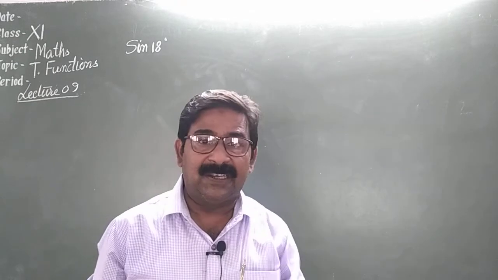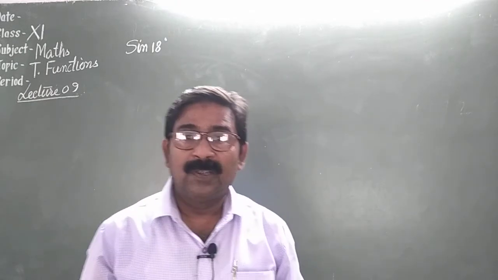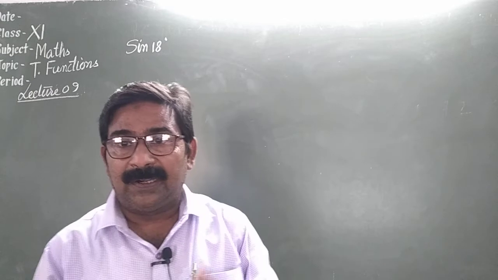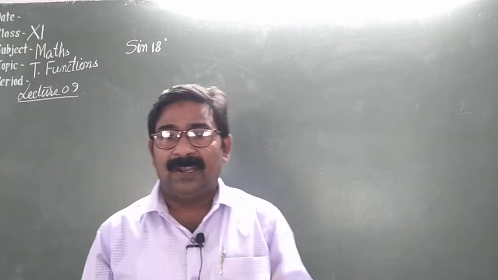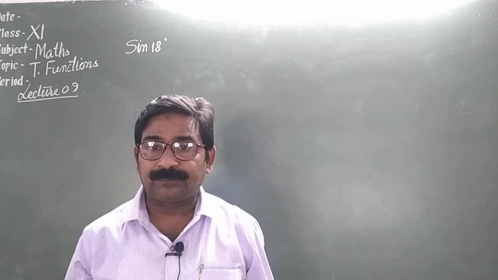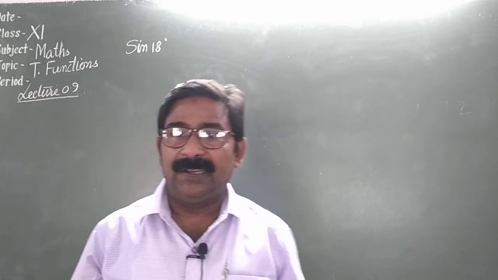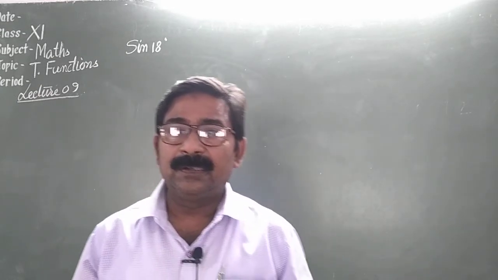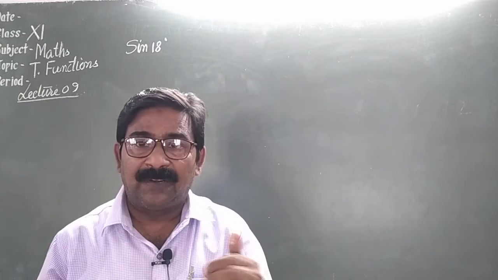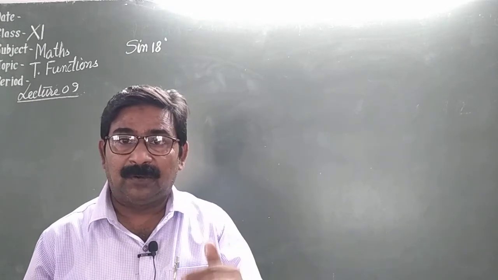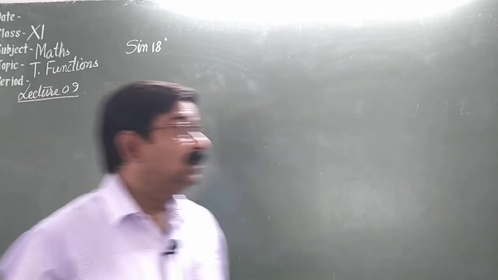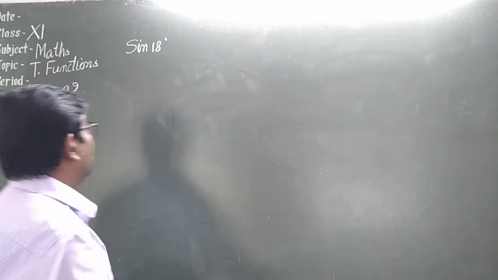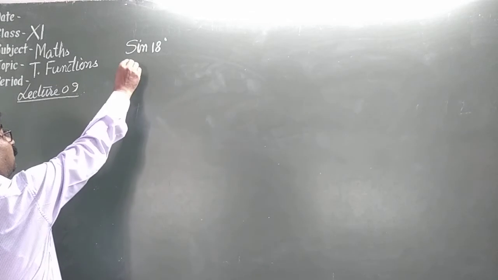So in this case what we do, we try to get a multiple of those angles such that it can give you 90 degrees or 180 degrees. Like 18 degrees is a factor of 90. So we can get the value of 90 degrees. How to get? Let's see.